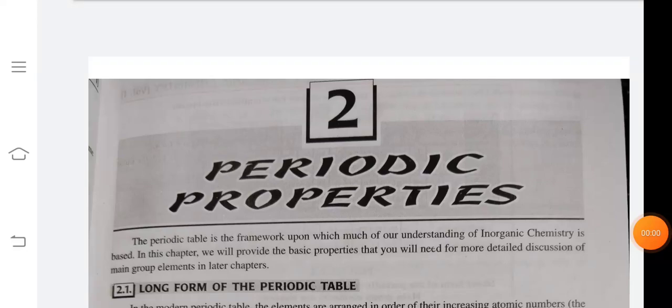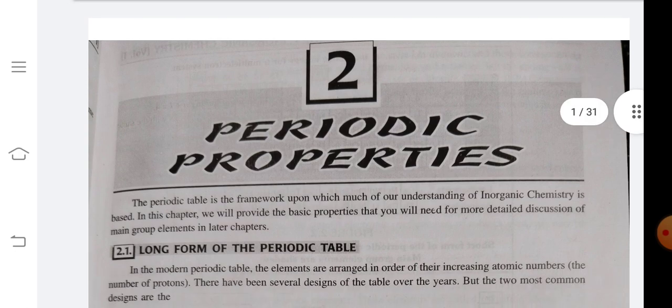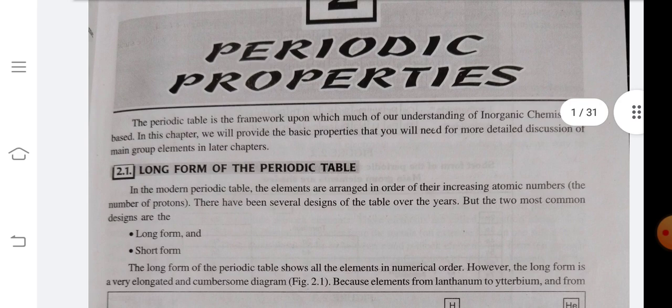Hello everyone, let's start periodic properties. The periodic table is the framework upon which much of our understanding of inorganic chemistry is based. In this chapter, we will provide the basic properties that you will need for more detailed discussion of main group elements in later chapters. Long form of the periodic table.